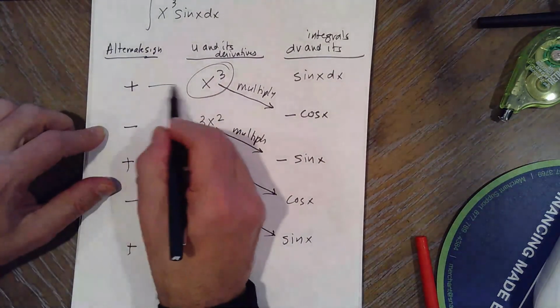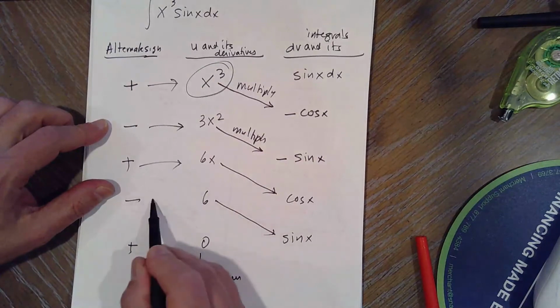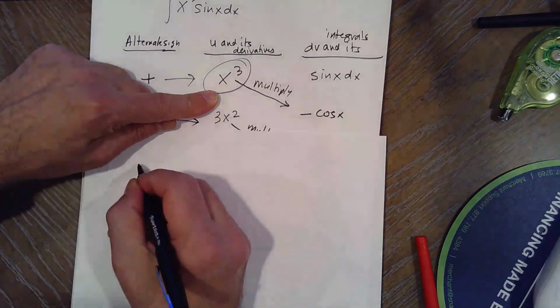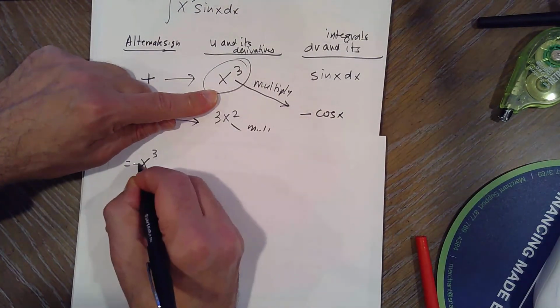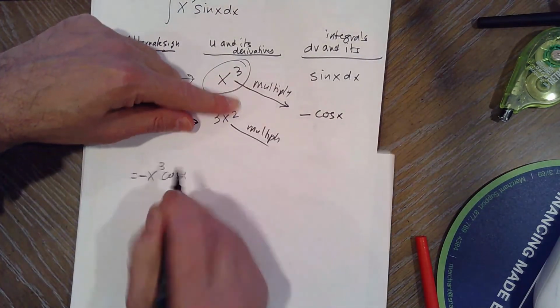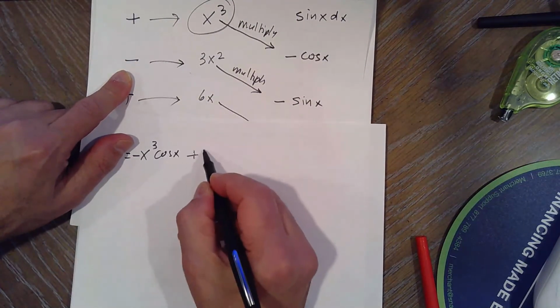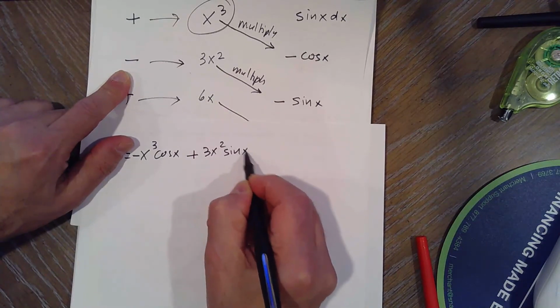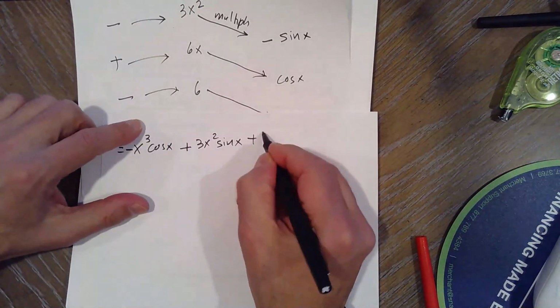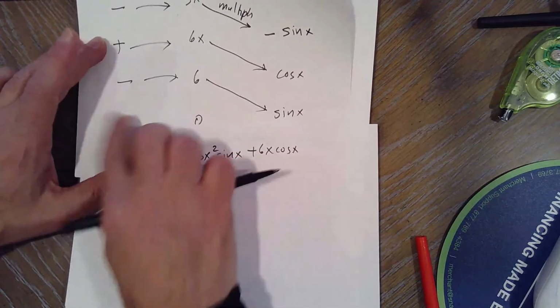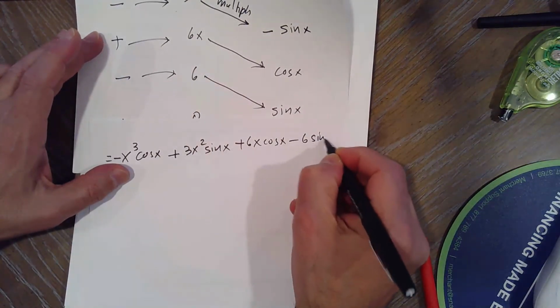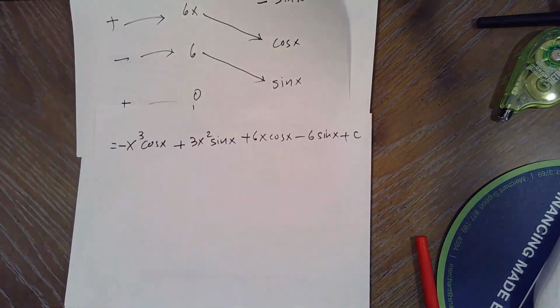So plus x cubed minus plus minus plus, but you don't need that. So your answer would be plus x cubed times negative cosine x. So I'll put the negative up front. Minus 3x squared times negative sine is plus 3x squared sine x. And then plus 6x times cosine x. And then minus 6 times sine. And then don't forget to add a constant, and that would be your answer. Beautiful, isn't it? Here's another one.